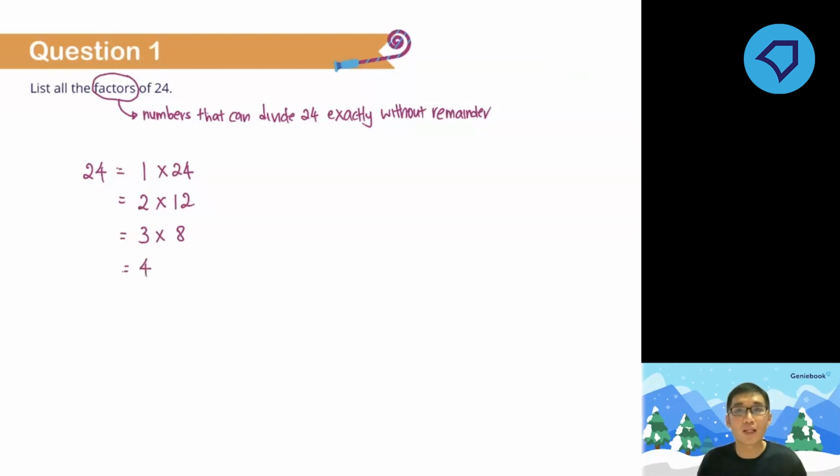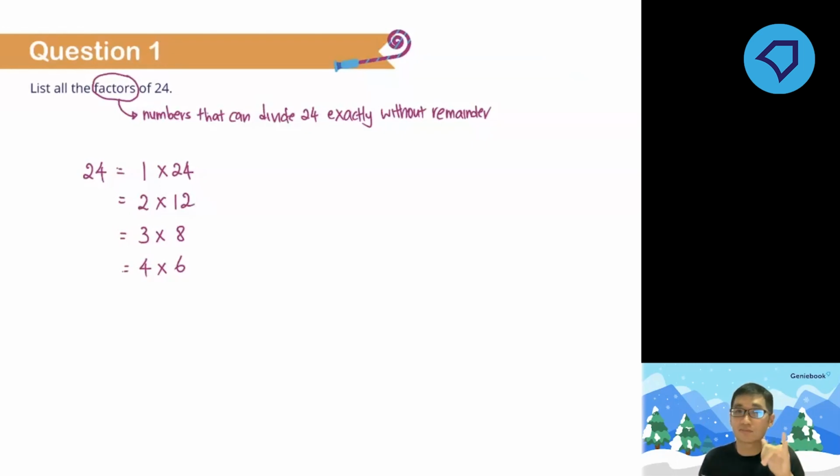And 4 multiplied by what gives us 24? 4 multiplied by 6 gives us 24. So 24 divided by 4 or 24 divided by 6 will give us a quotient with no remainder as well. So 4 and 6 are both factors of 24. How about 5? Is 5 a factor of 24? Very good, right? You should know your divisibility rule, or you know your multiplication table of 5, right? Numbers that are divisible by 5 will always end with either a 5 or a 0. But 24 doesn't end with 5, neither does it end with 0. So 24 is not divisible by 5.